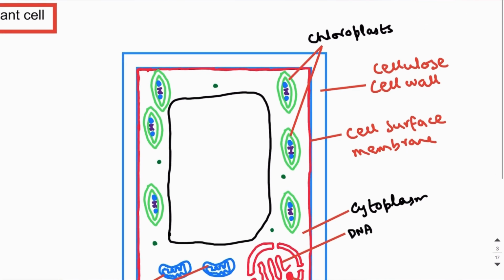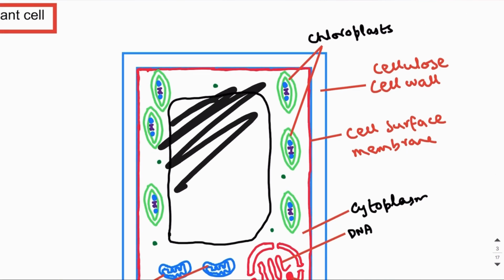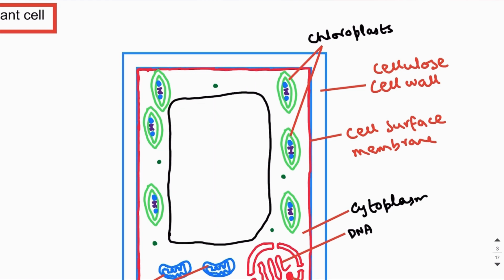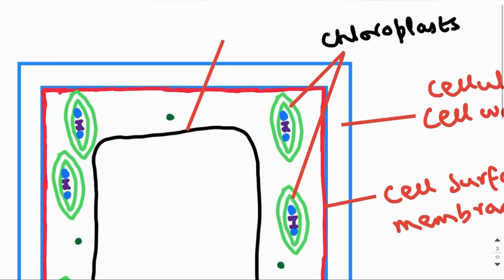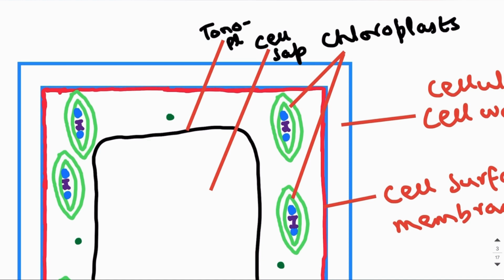What is the sap vacuole? Can you see this central structure, right? This central structure is known as the sap vacuole. Sap vacuole is basically formed by the fluid that is inside the sap vacuole. The fluid over here is known as the cell sap, right? And the membrane which covers this is the tonoplast. So tonoplast together with the cell sap make up what? They make up sap vacuole.